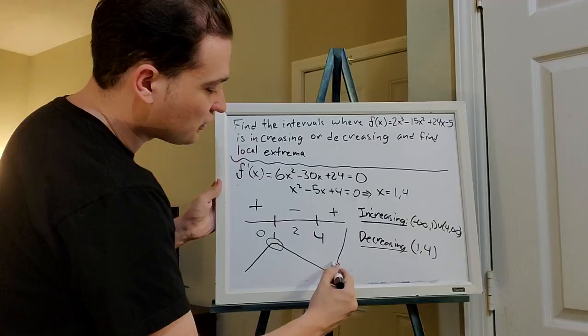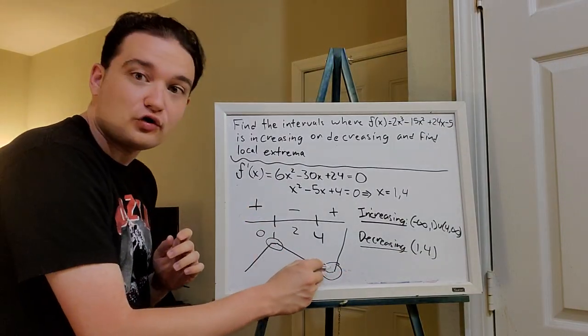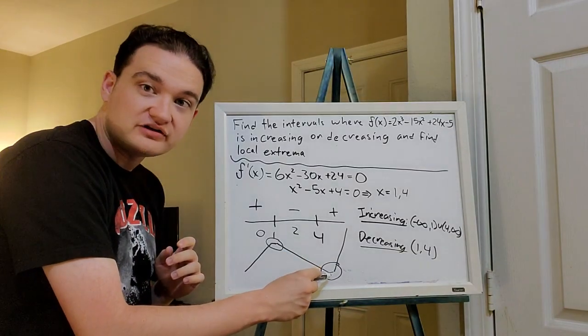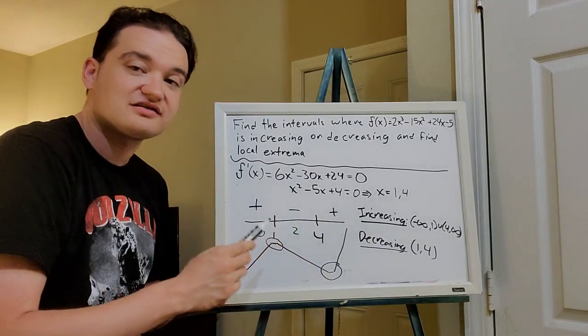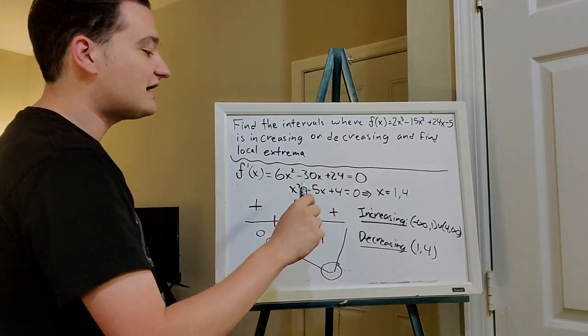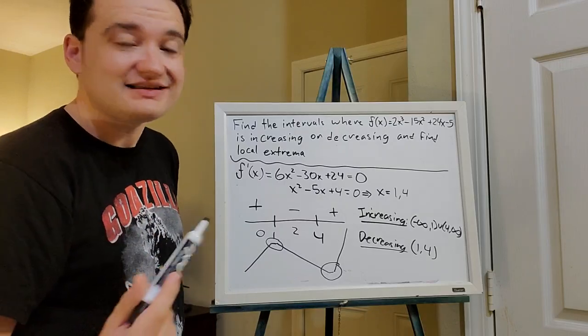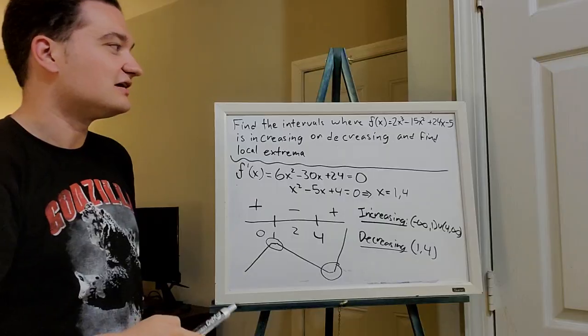Similarly, at 4, we have a local minimum, because that's the part where we can't decrease any further. We turn around and start increasing again. So this is the lowest of all the points around it. Again, check this in a graph, but we can say there's a local minimum at x equals 4 with a height of f of 4. We're going to plug 4 into this original equation.